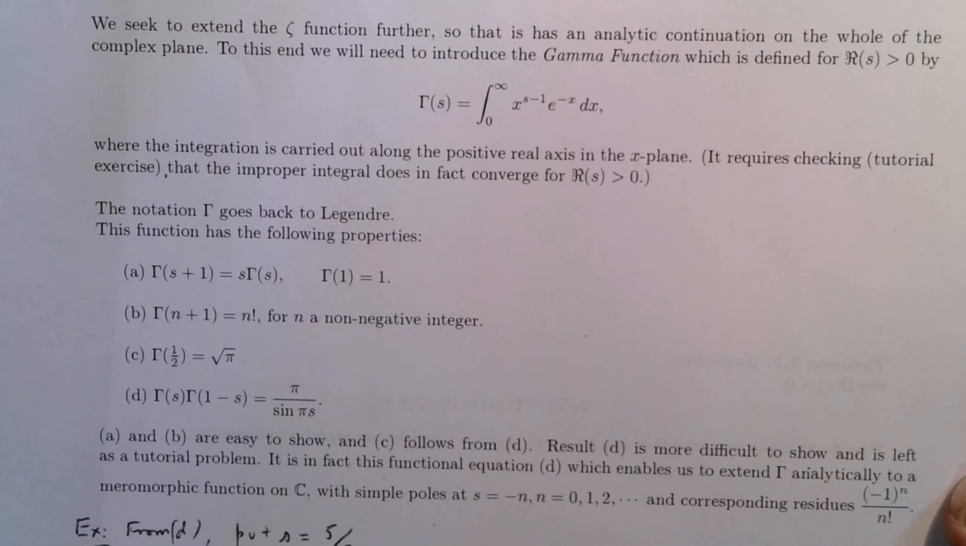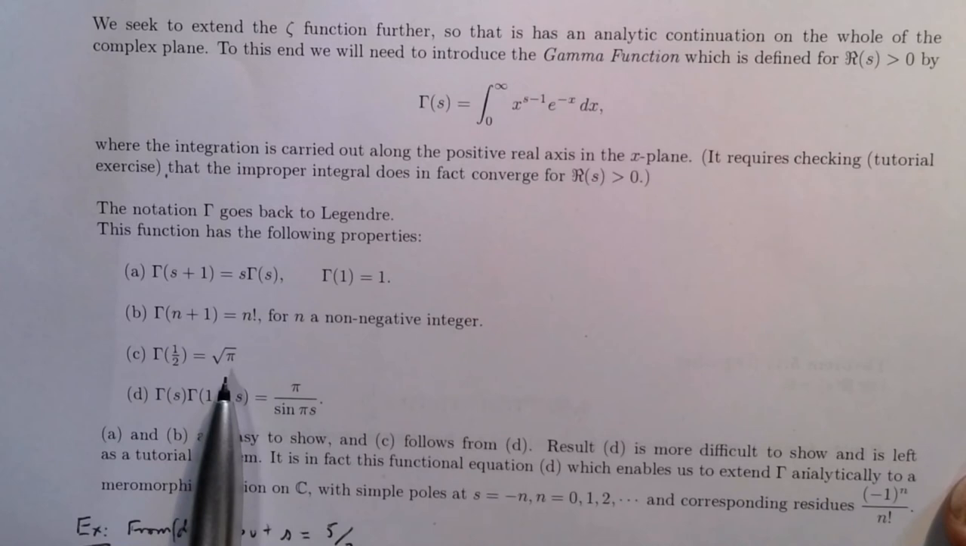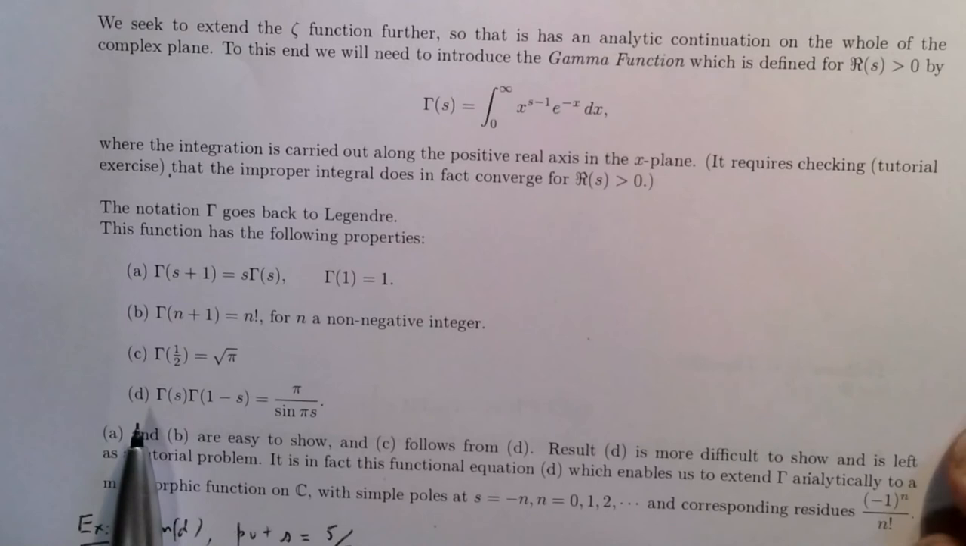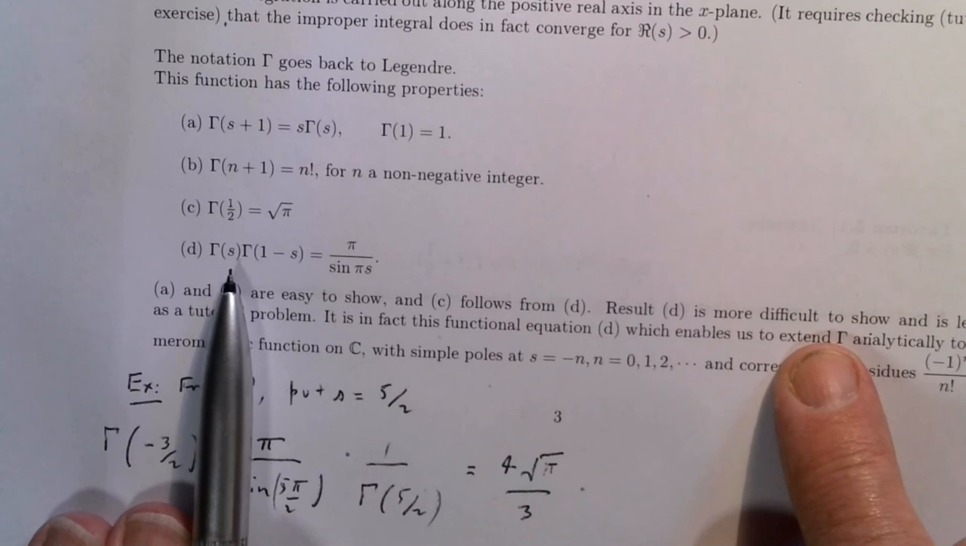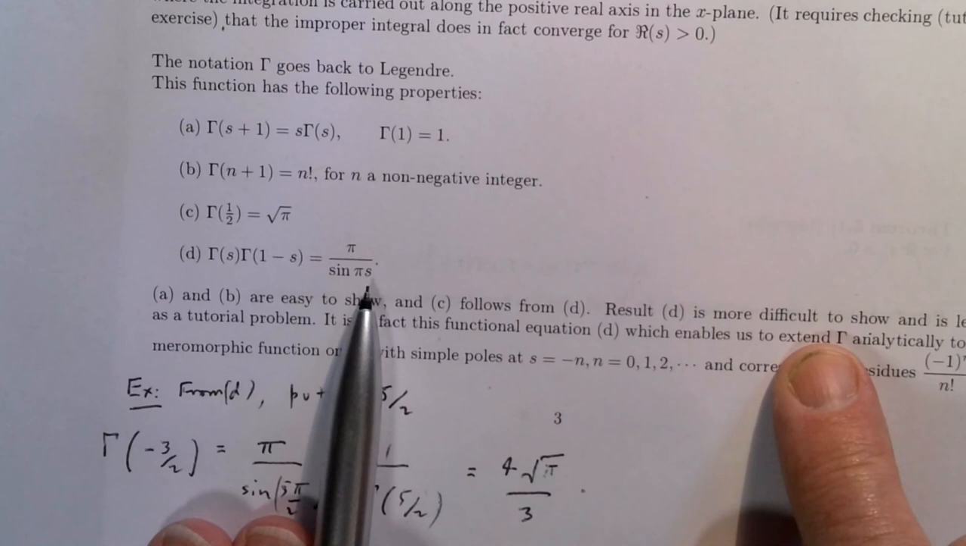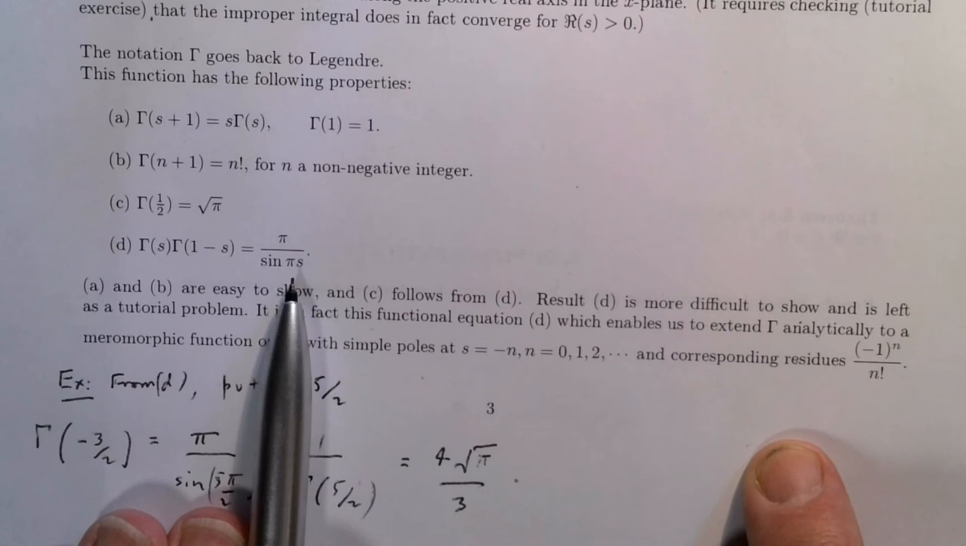And in fact, this one you can derive from part D, and I'll leave you to do that one. This one is more difficult, and again, I'm going to leave it as a tutorial problem; you can look it up in books. It's a standard result. It says if you multiply gamma of s times gamma of 1 minus s, then you get pi over sine of pi s. And it's also a functional equation.